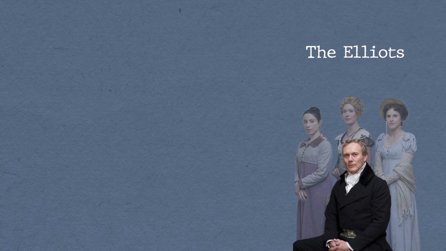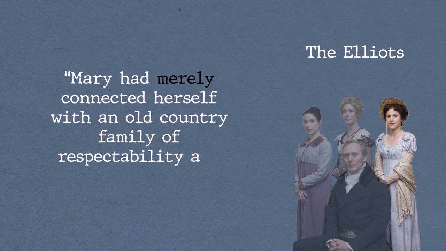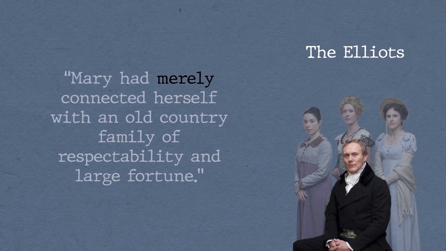Speaking of Mary, Sir Walter's youngest daughter, Austen writes, "Mary had merely connected herself with an old country family of respectability and large fortune." The merely here hints strongly at Sir Walter's perception of the family that Mary has connected herself to. Without it, we'd have a simple, objective description of the family she's married into.